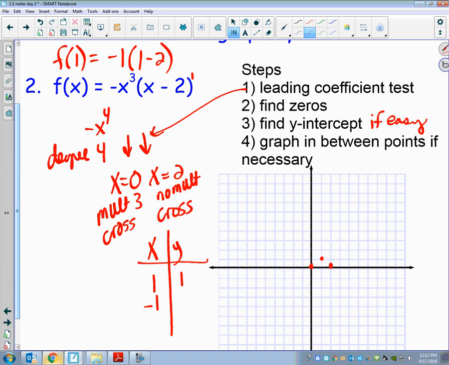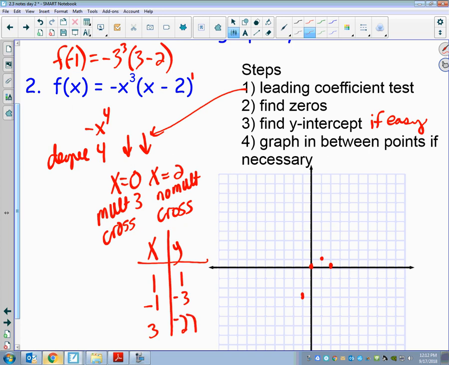If I plug in -1 here, that's going to become -1 to the third, which is -1 times a negative, a +1. And -1 minus 2 is -3. So at -1, it's at -3. 1, 2, 3. What if I pick 3? If I plug 3 in there, that's going to be 3 minus 2. But then -3 to the third is -27.